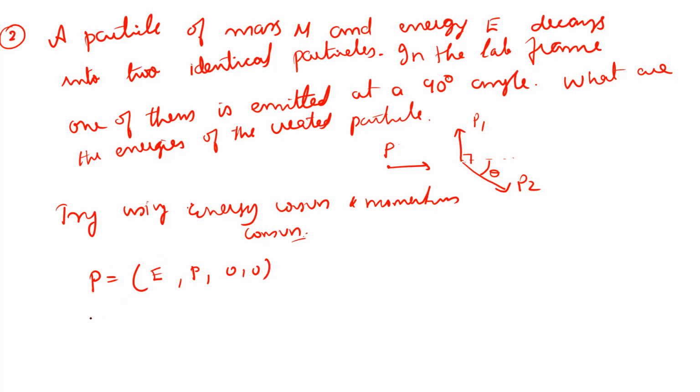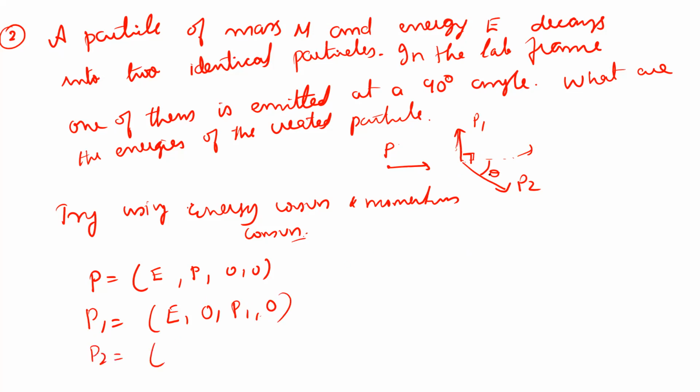These are the four components. You can write P1, one of the outgoing particles, as (E, 0, P1, 0), because this angle is 90 degrees. So the x component is 0. This is simply P1 sine 90, the y component is P1, and the z component is 0. There's only a y component here. Am I right? Similarly, you can write P2.